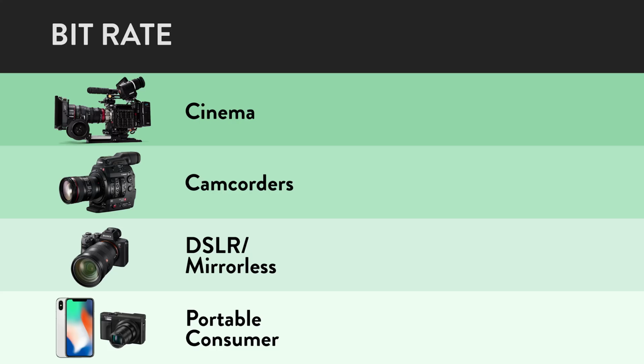Bit rate is essentially the amount of data the camera records per second, and generally, the higher the bit rate, the more information is coming off the sensor. This is an important number when you're looking at consumer and prosumer cameras because it tells you a lot about the quality, but it's a little less important as you go up the line.